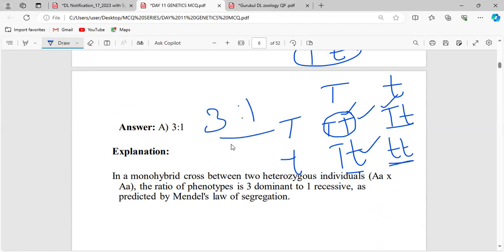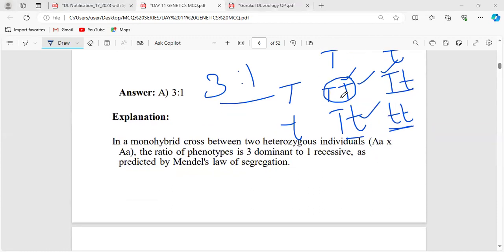And what will be the genotypic ratio of the monohybrid cross? How is it 1:2:1? Because a pure tall, that is homozygous tall, will be only one combination. But here it is also tall, but it is heterozygous. That is why we are having these two.